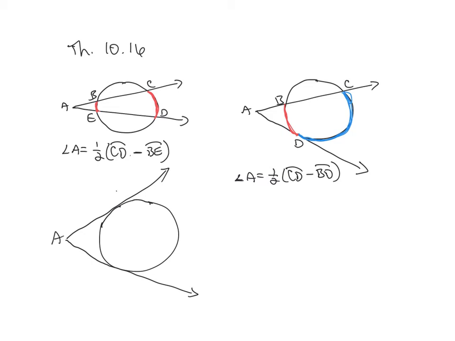So this one is still the same thing. Here's our arc from B to C this way, and then from B to C this way. Typically they'll put another letter out there, because we would say angle A is half of BDC. We have to have that third letter to tell us to go the long way around, minus BC.